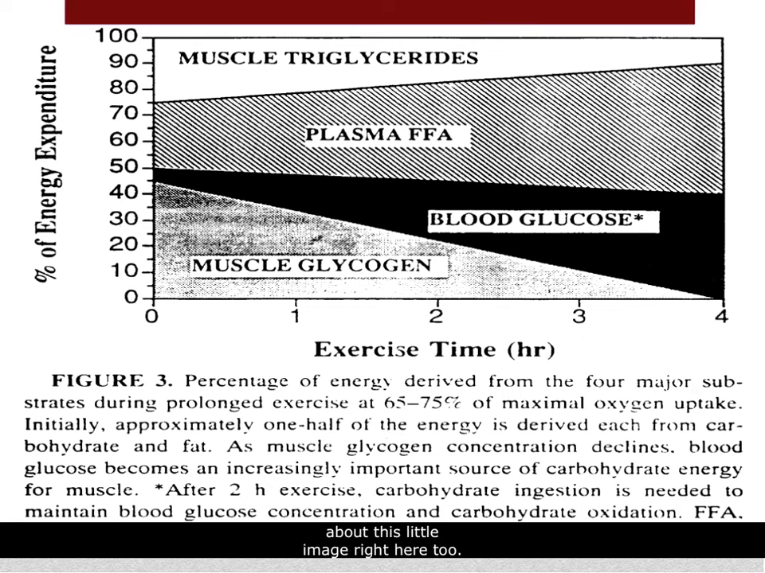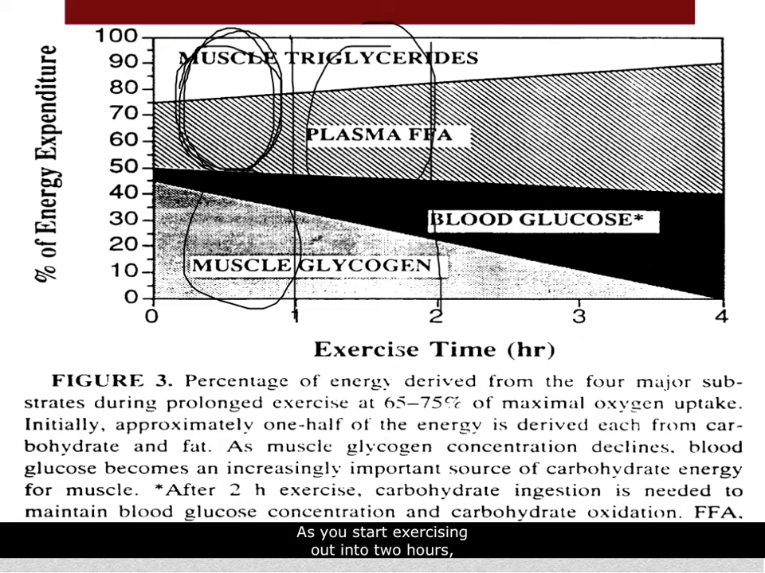Actually, this is a good time to talk about this little image right here too. This shows that at 1 hour of exercise, you can see that we're burning about 50% carbohydrate. Again, same message there. I'll probably ask you that on the test. At a moderate intensity exercise, we are burning about 50% of each. As you start exercising out into 2 hours, you can see that we're still only burning about 50% of each. And this is moderate intensity. You can see 65, 70% VO2 max.